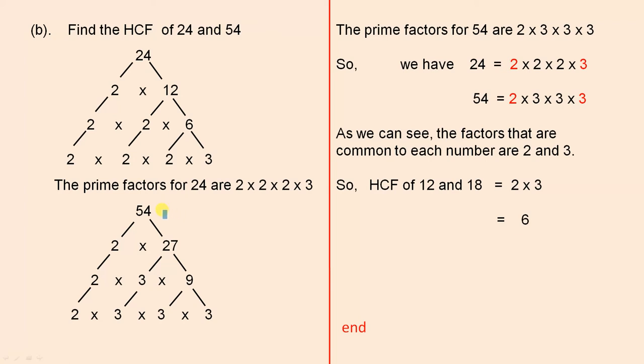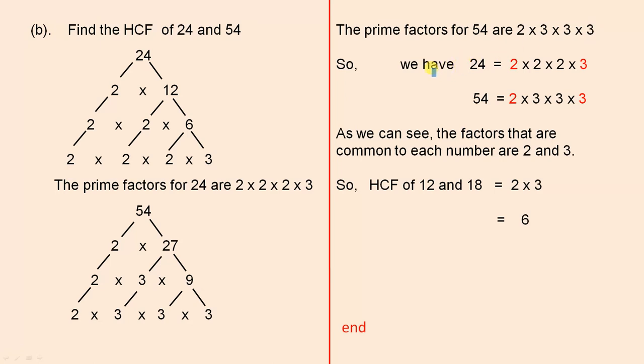Now we look at 54. 54 is 2 times 27. We bring the 2 down there. Two numbers multiplied together to give us 27 are 3 times 9. We move the 2 there. We move the 3 there. The two numbers multiplied together to give us 9 are 3 times 3. So those numbers multiplied together will give us 54. So the prime factors for 54 are 2 times 3 times 3 times 3.